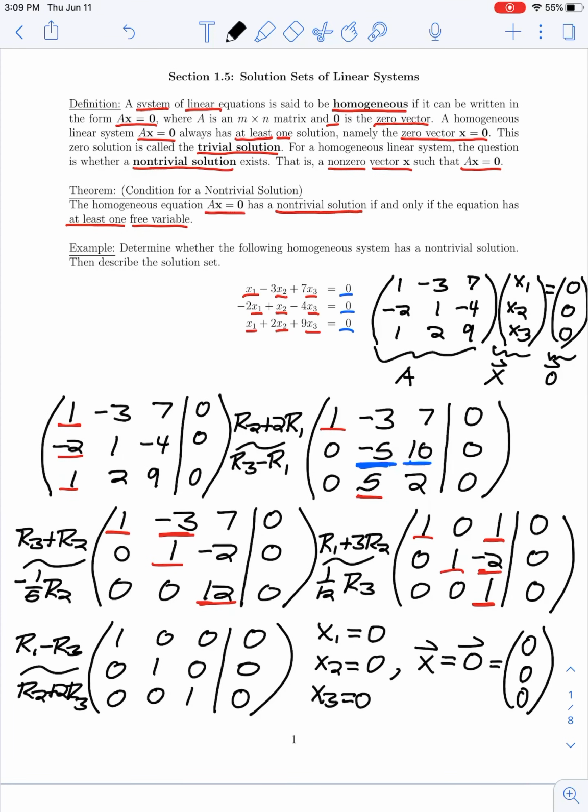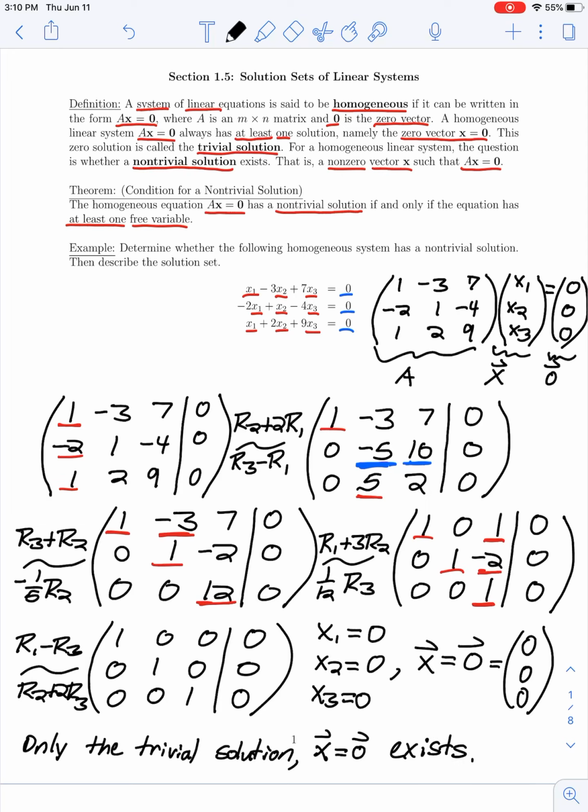Here to answer our question, we could say something like only the trivial solution, namely the 0 vector, x equals 0, exists.